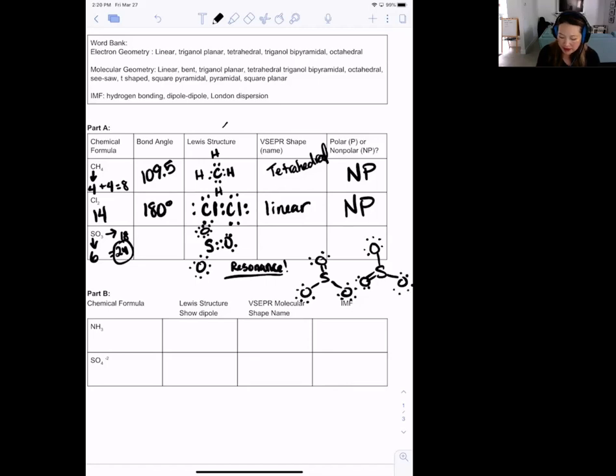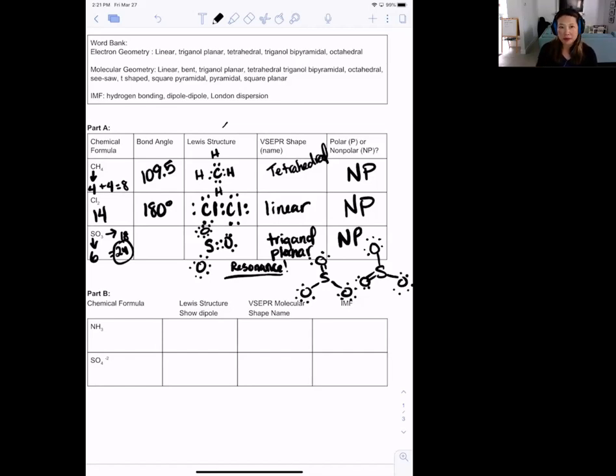Okay, so this has 3 electron domains. So this is going to be trigonal planar, and since none of the oxygens are pulling harder than the other, we call it nonpolar. But in reality, with the double bonds, the difference in bond length changes.